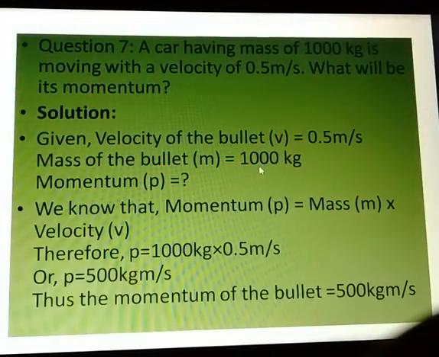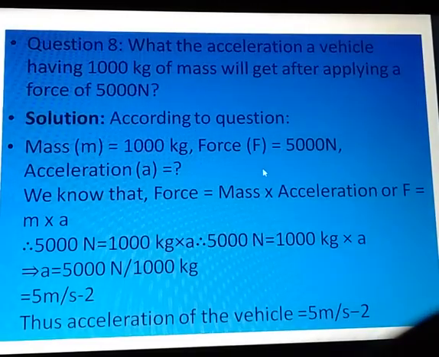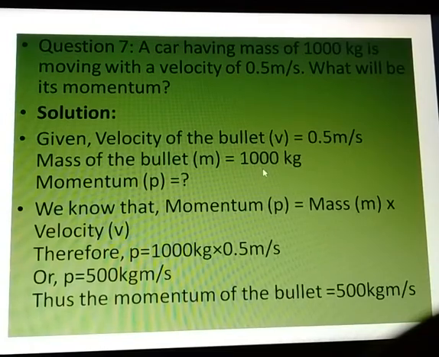Now, in the next question, what will be its momentum? Again, a question related to momentum is this. A car having mass of 1000 kg is moving with the velocity of this. What will be its momentum? Velocity is in its SI unit, mass is also in its SI unit. So the formula of momentum is the product of mass and velocity, and we can easily calculate this question.